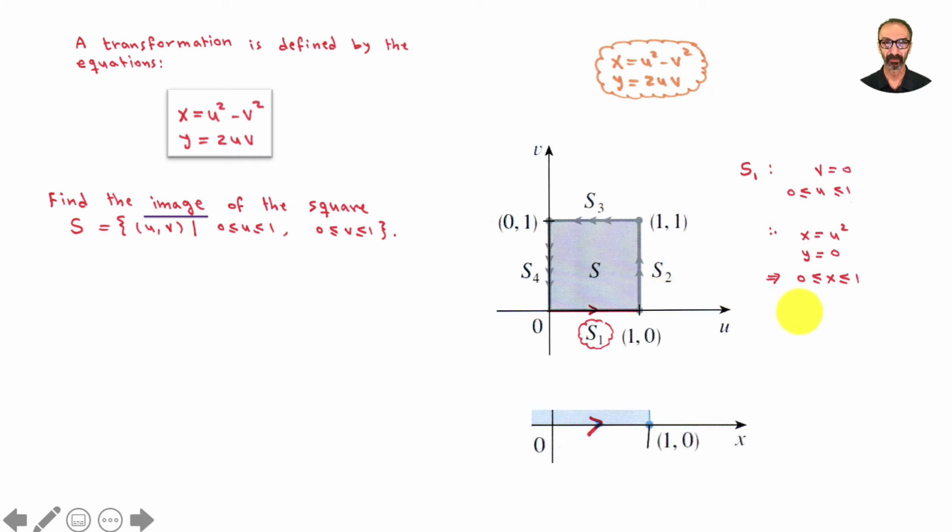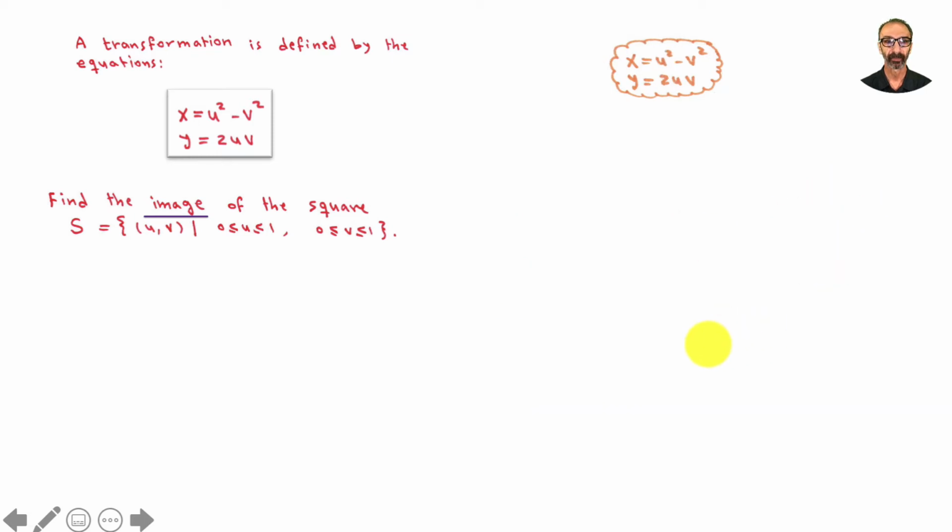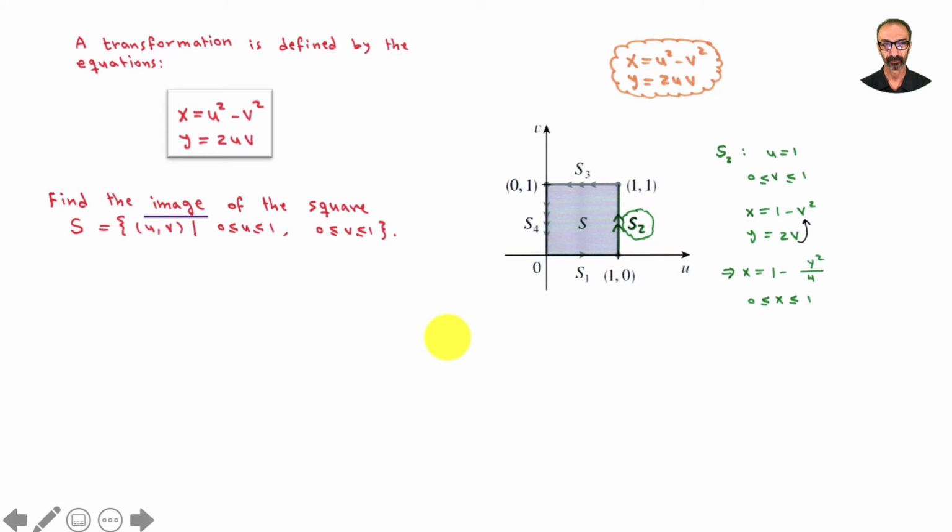I know I'm slowing down, but I need to speed up later on so you could get at least the idea. It's like a puzzle. You work back and forth and transform everything with the limits that you have. Let's look at S2. Well, S2, right here, we have some limitations. U is fixed to be 1. It's right there. And V changes from 0 to 1. I keep that in mind.